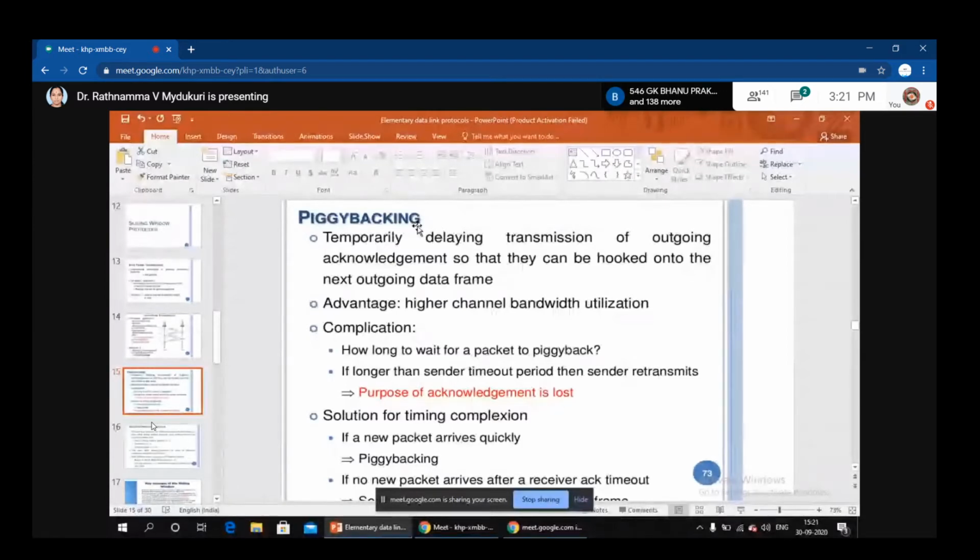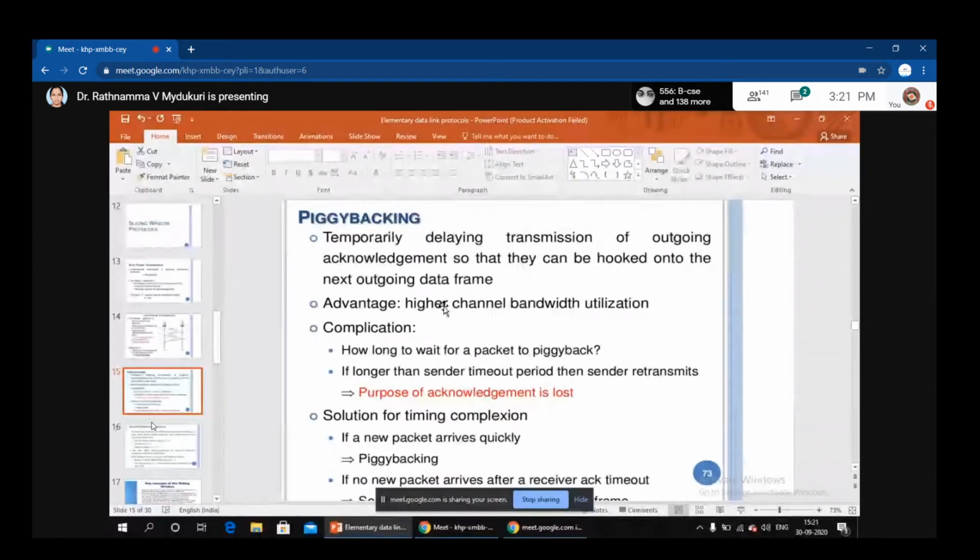And suppose the receiver is again sending some data to the sender. At that time, along with that data, we are going to attach the acknowledgement of the previous frame. That is called piggybacking. So because of this, the bandwidth is not going to be wasted.